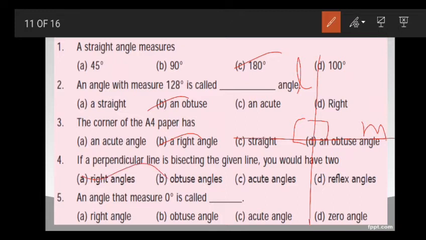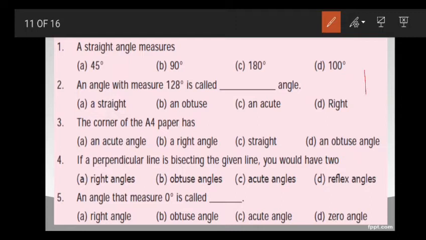An angle that measures 0 degrees is called a zero angle. So here I will tell the fourth one again. A perpendicular line is there that is bisecting the given line into two equal parts. So we have a line and a perpendicular line is dividing the line into two equal parts. So we will be having two right angles.